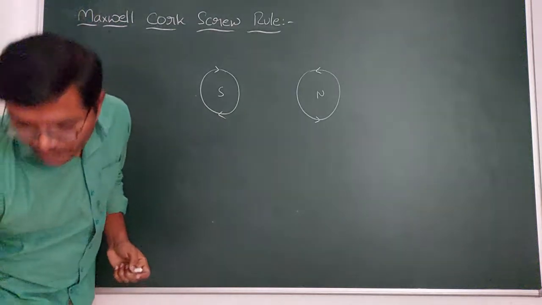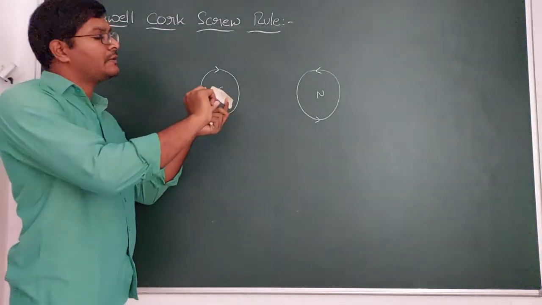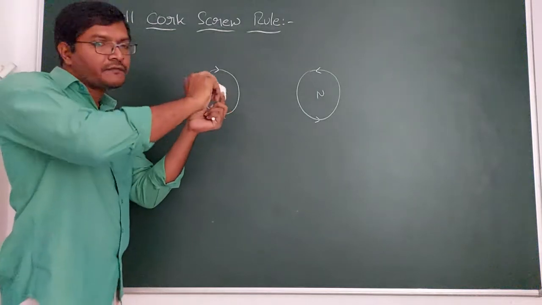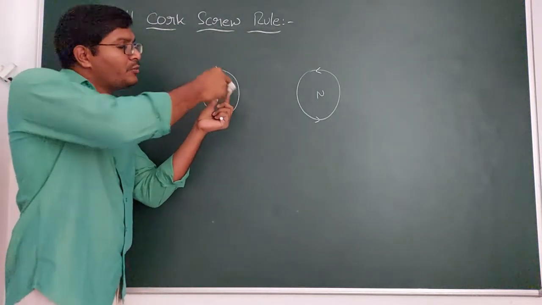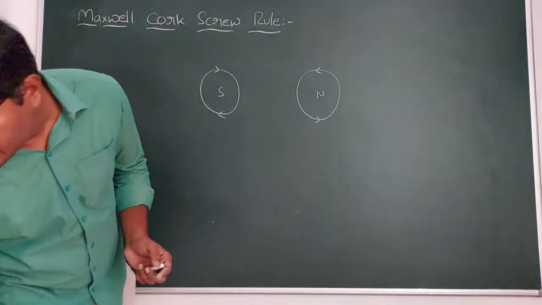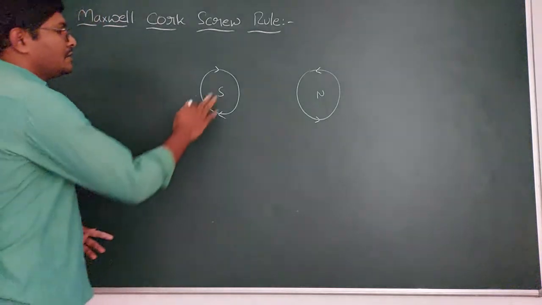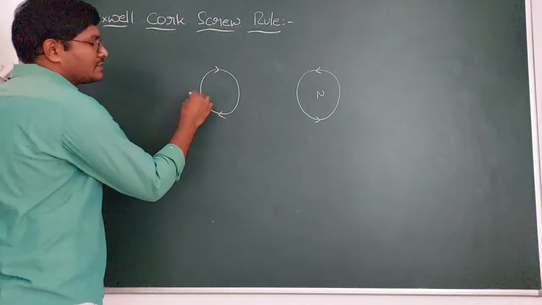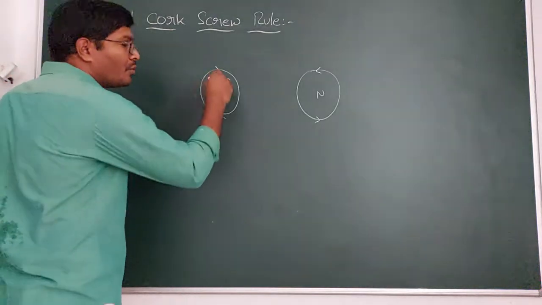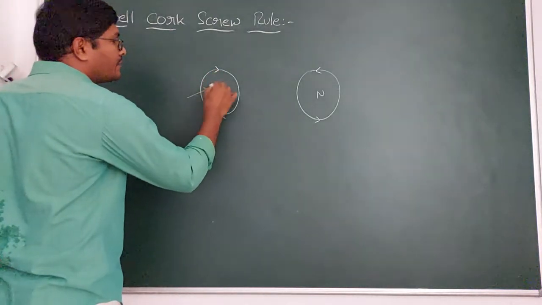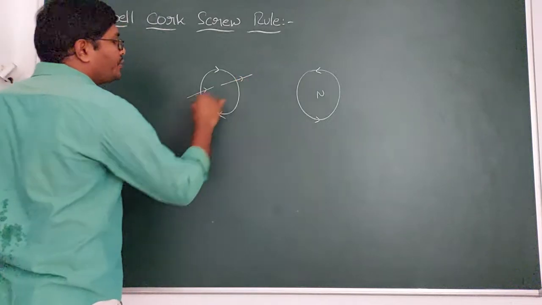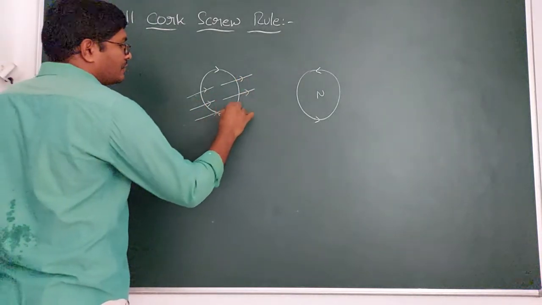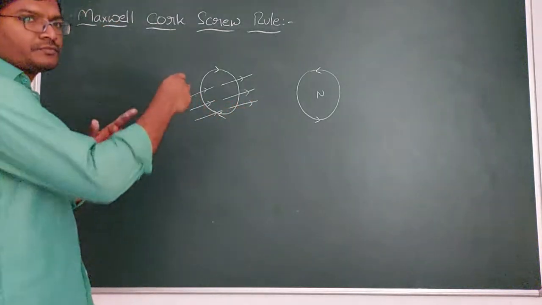How does the screw move? It moves into the board. That is, if you rotate the screw in the direction of the current, then the screw will move into the board. That shows the direction of the magnetic field. So I am rotating the screw in the direction of the current, and the screw moves into the board. Into the board means the direction of the magnetic field is into the board.